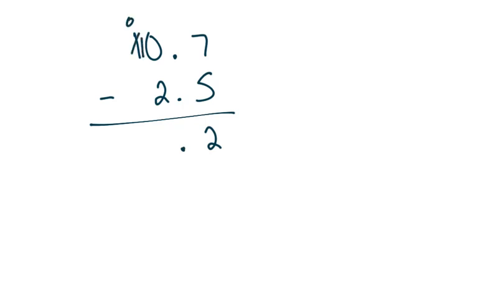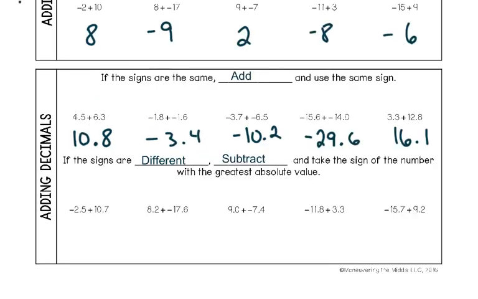So the bigger number is 10.7 as the greater value, and then you're going to subtract 2.5. So I line them up like this along the decimal. I take 7 minus 5, which is 2, bring down that decimal. I borrow to make this 10, and I get 8.2. So now I'm going to look back at the problem. I know I got 8.2, but I want to follow this last step.